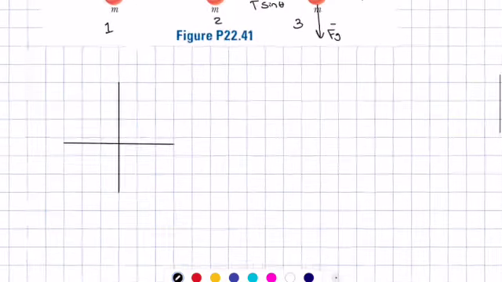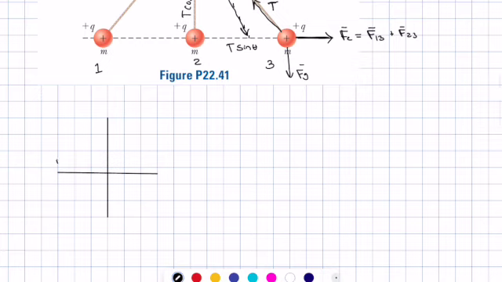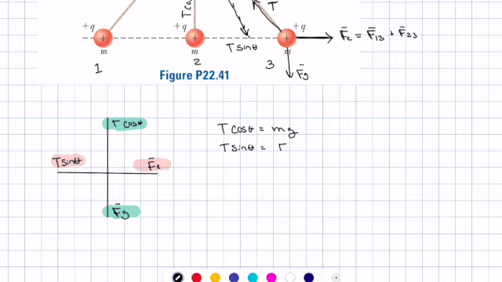If I draw that out on my diagram here, I have T sine theta going to the left. I have my electric forces going to the right. I have my gravity going down, and then I have my T cos theta going up. So now, for this situation to be balanced, I know that T cos theta has to be equal to my gravitational force, and I know that T sine theta has to be equal to my electrical force. I can write that out. So T cos theta is equal to mg. T sine theta is equal to F13 plus F23.